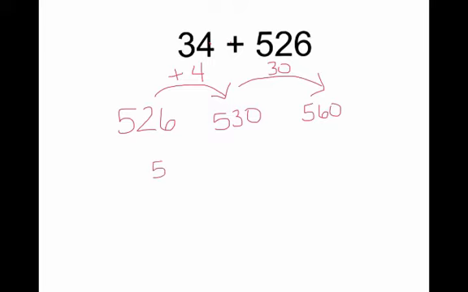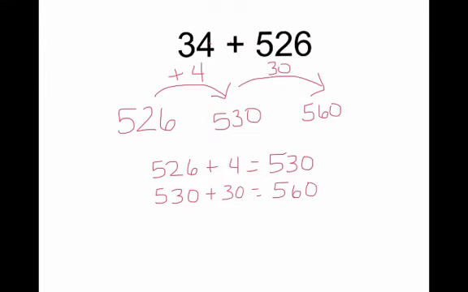So what did I do? I took 526 plus 4. That equals 530. 530 plus 30 equals 560. Okay, here we can see 34, and 34 is what we added to 526 to equal 560. All right, so you have some more practice problems on your practice sheet if you're going along with that. The more you practice this, the easier it gets.